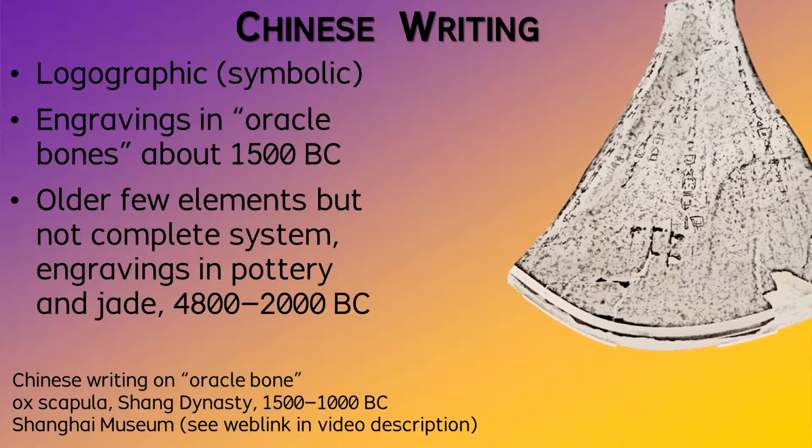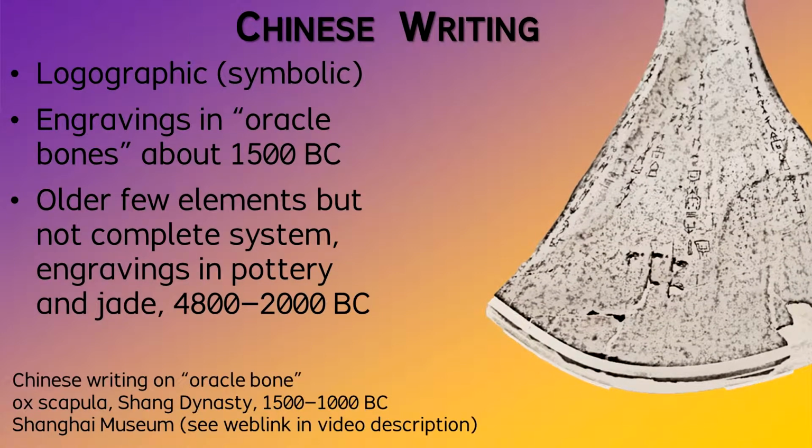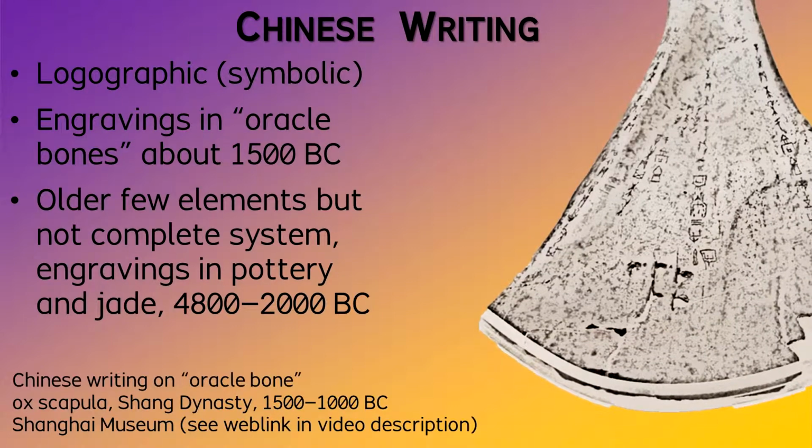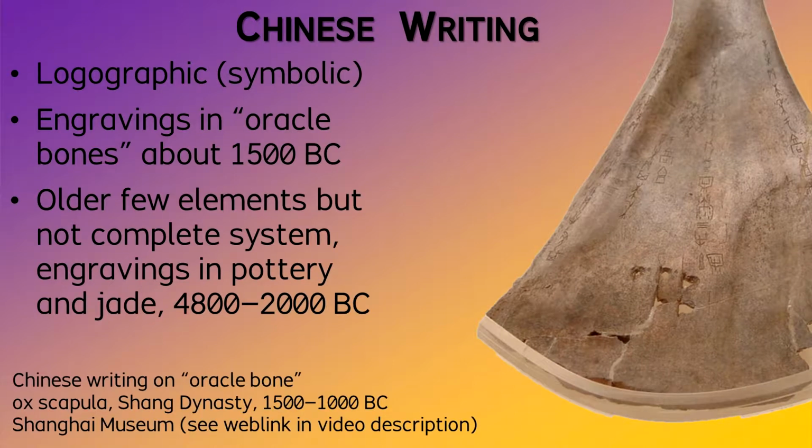Oracle bones were engraved with the logographic symbols of Chinese characters, and then the heat of a fire would create cracks in the bones that could be interpreted in various ways. Isolated symbols have been found as engravings in pottery and jade objects, dated possibly as old as 4800 BC, but these cases so far have not shown the complete features of writing systems.